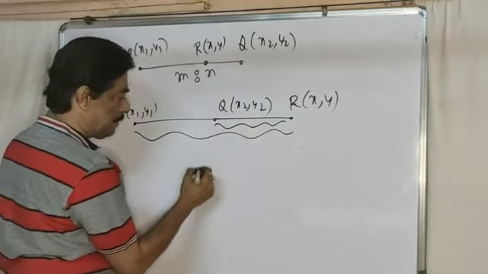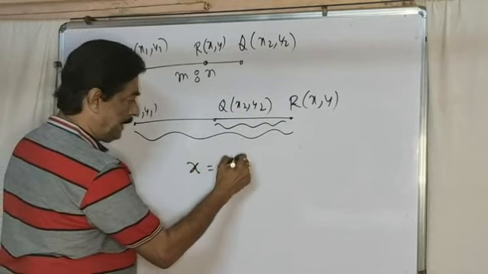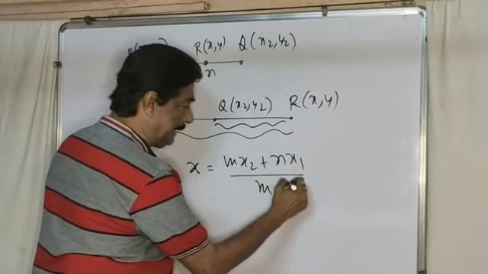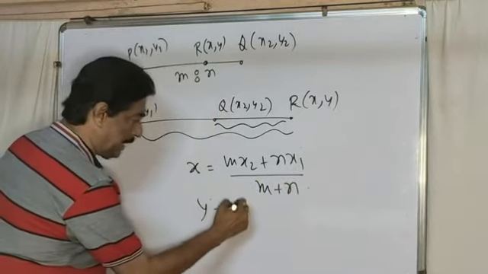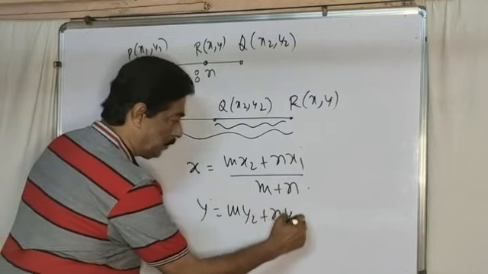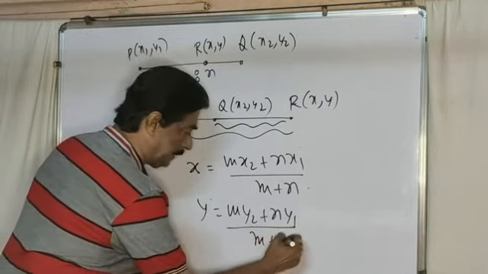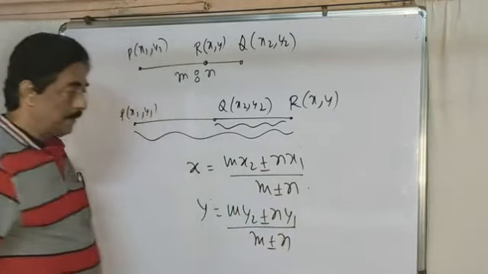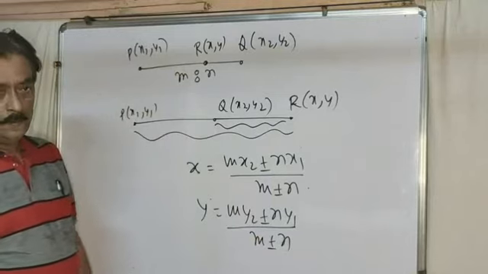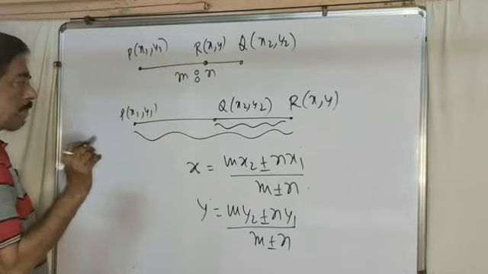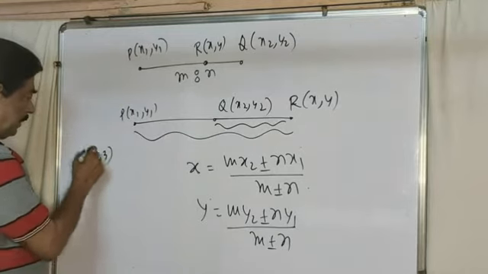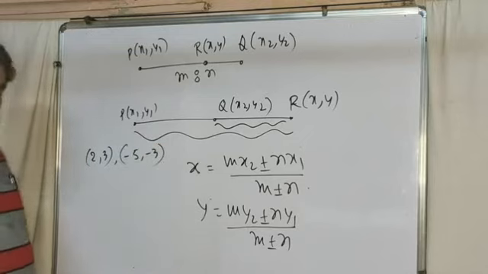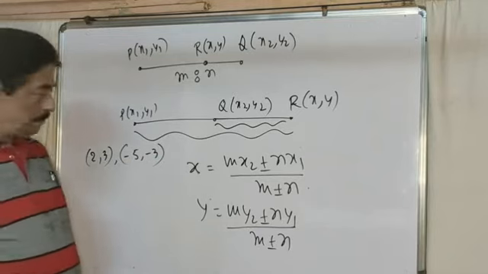In these cases, remember the value of x equal to (mx2 plus nx1) by (m plus n) for internal division. y equal to (my2 plus ny1) by (m plus n) for internal division. For external division, you have to write minus. Now, if internal or external they are not giving, say one question you have to find out: find out (2, 3) and (minus 5, minus 3) divided by x-axis in which ratio, whether it is internal or external.